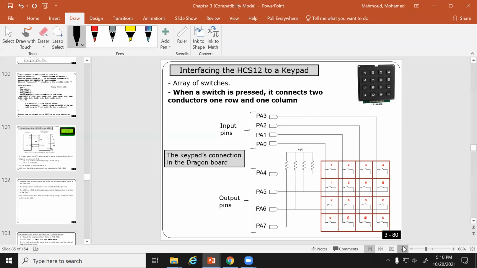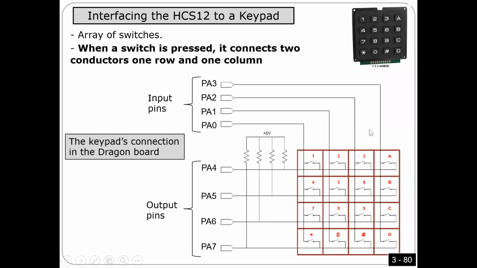So look here, guys. As you see here, we have one keypad. This keypad has 16 switches, right? 4 times 4: 1, 2, 3, 4, 1, 2, 3, 4. So we have 16 switches here. For sure, the keypad is an input device, used to read from the keypad.